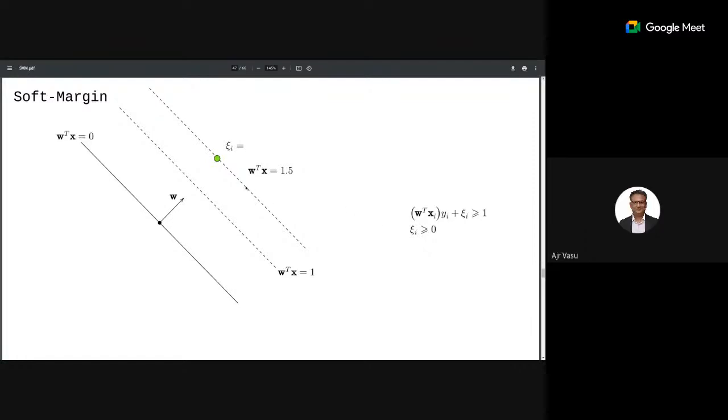This will also be 0, right? Did everyone get why this should be 0? Correctly classified. It's already on the right side of wherever it should be. Yeah, so the correct side of wherever it should be.